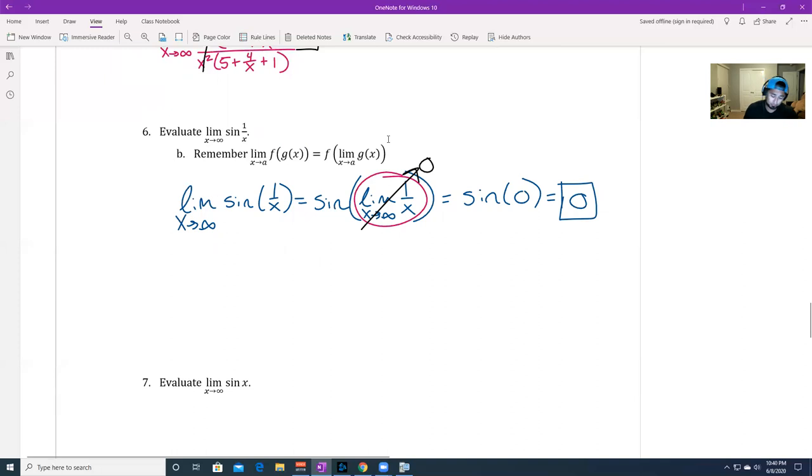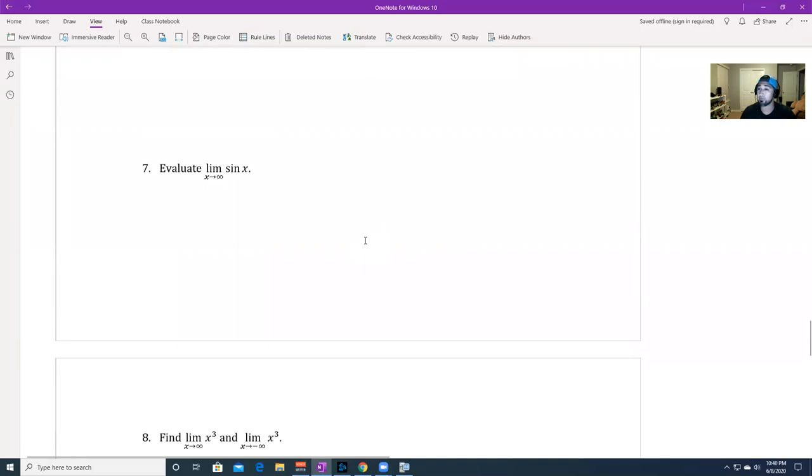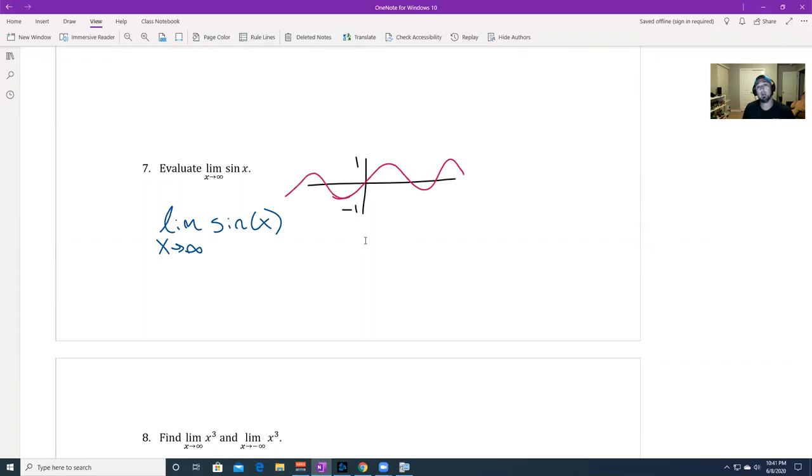Oh, life is great, right? All right, moving on. 7. Evaluate the limit as x approaches infinity of the sine of x. Okay. So the limit as x approaches infinity of the sine of x. Now here's where I say thinking of the graph really helps you out. What does the sine function look like? The sine function does this. Right? So remember, when x approaches infinity, we're looking for a horizontal asymptote.